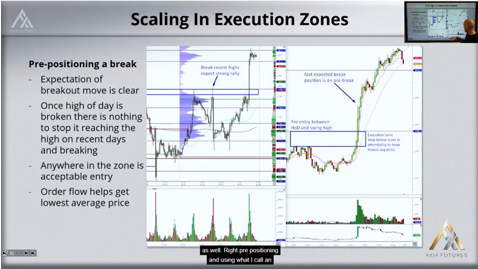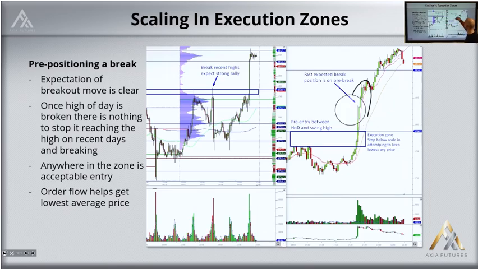Right, pre-positioning and using what I call an execution zone. We're going to look at the order flow on this in a little while. Using an execution zone to get into a trade, and then we'll look at this in a little while as to how to actually add on to a trade as well.